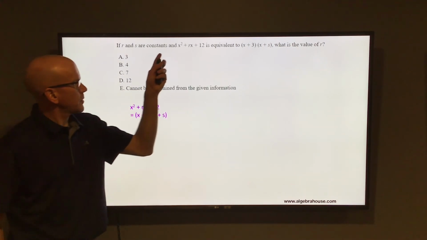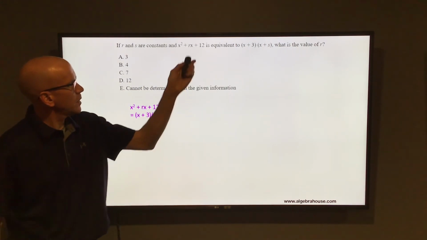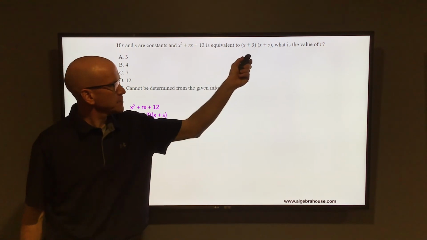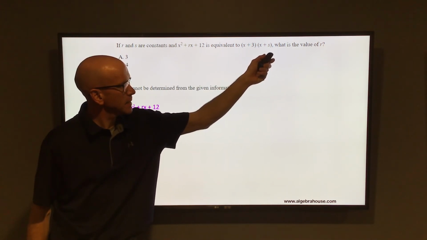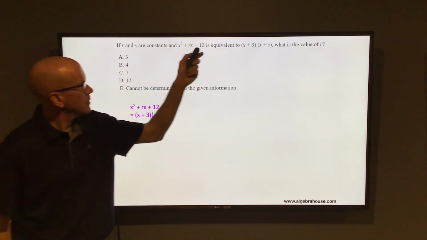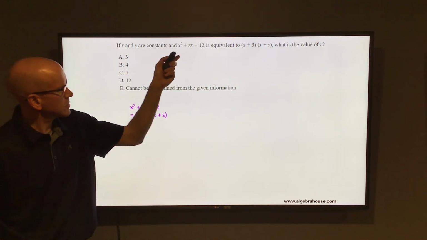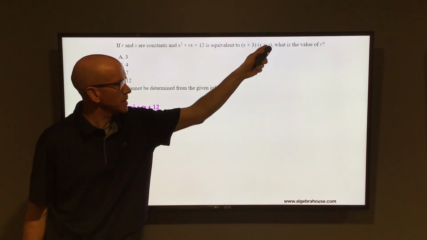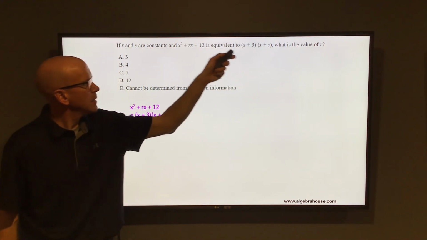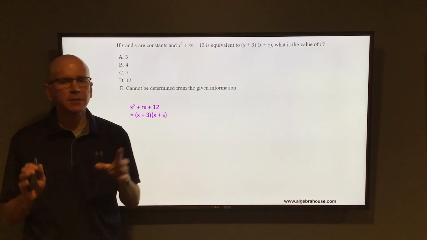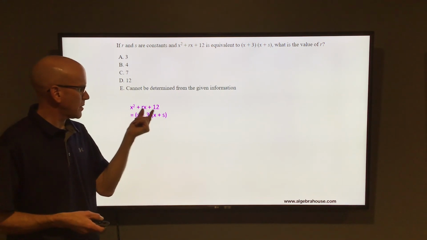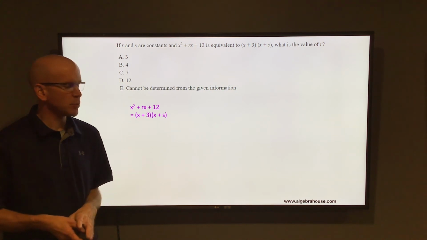If r and s are constants, and x squared plus rx plus 12 is equivalent to x plus 3 times x plus s, what is the value of r? So this x squared plus rx plus 12 is equal to, or factors into, x plus 3 times x plus s. You need to find the value of r. Seems confusing, but you've done it before.